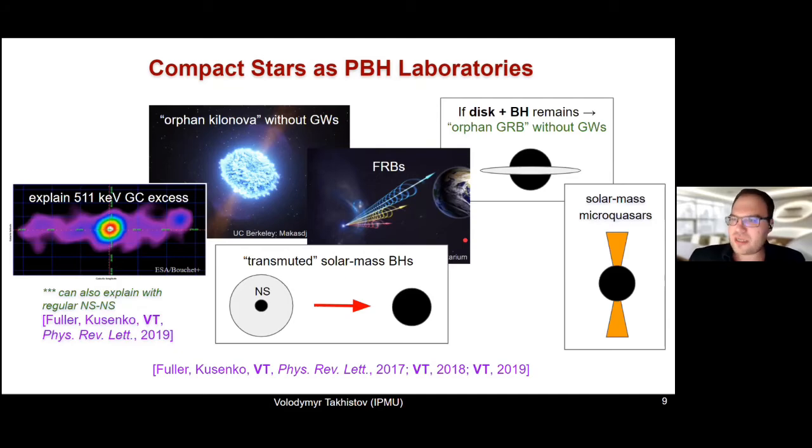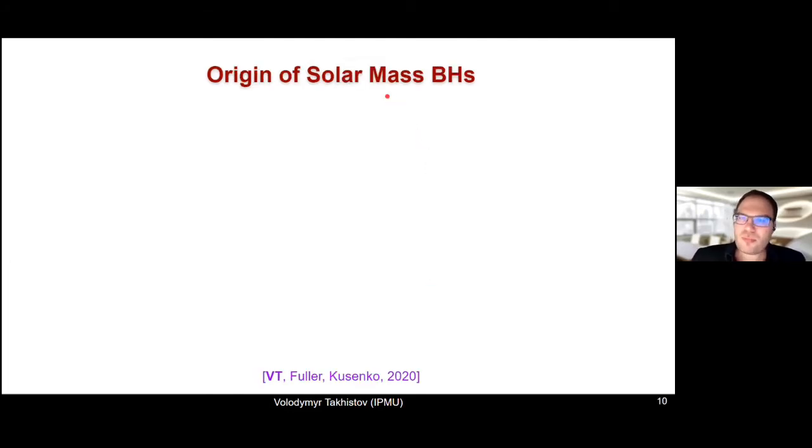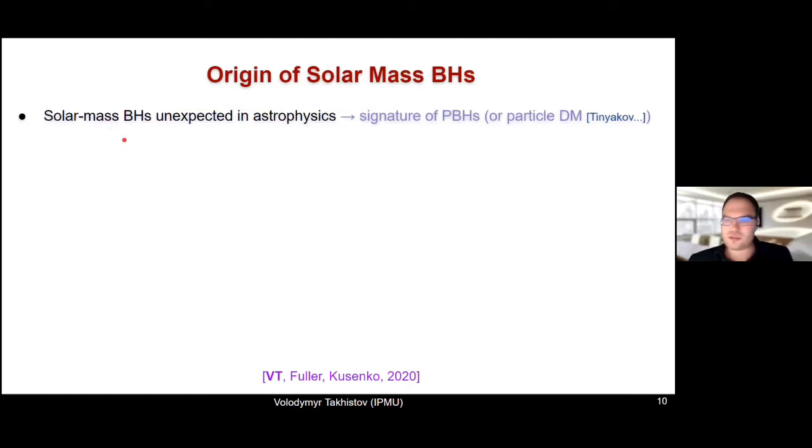And so compact stars interacting with black holes are very interesting for many different directions. And there's more work to be done. Now, going to the solar mass black holes, what is the origin of such black holes? Since solar mass black holes are not expected in standard astrophysics because of the Tolman-Oppenheimer-Volkoff stability limit for neutron stars, you do not expect anything below, let's say, 2.5 solar masses.